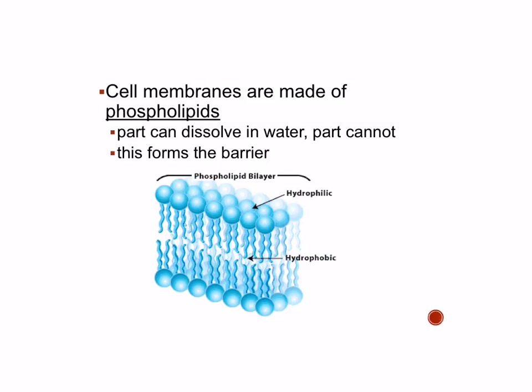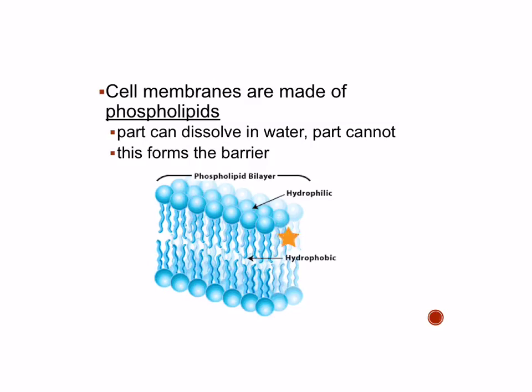Now, the structure of cell membranes is made up of these molecules called phospholipids. These are lipids. We talked about lipids earlier in the year and how they're a chain of carbon and hydrogen. These are called phospholipids because they have one end that is not a lipid. One end is a phosphate group. The other end is a lipid. What that means is that the phosphate part can dissolve in water, and the lipid part cannot, and this gives membranes their special properties. This forms the barrier. Actually, the lipid forms the barrier.